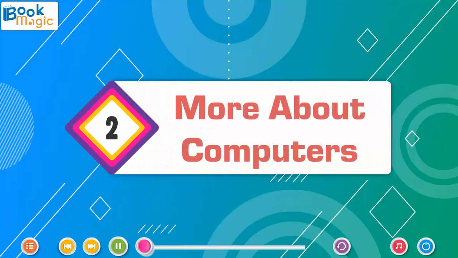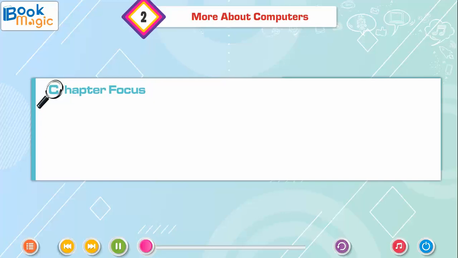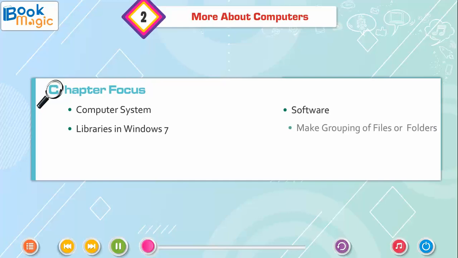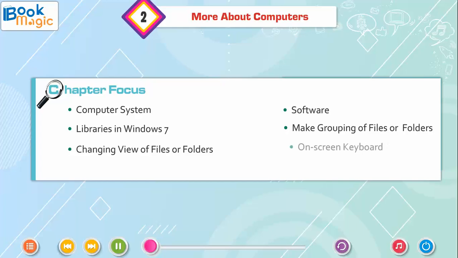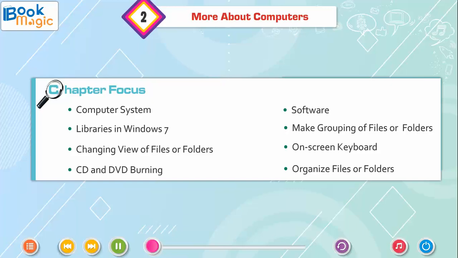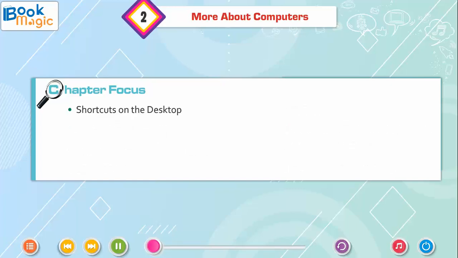Chapter 2. More about computers. Chapter Focus. Computer system, software, libraries in Windows 7, make grouping of files or folders, changing view of files or folders, on-screen keyboard, CD and DVD burning, organize files or folders, shortcuts on the desktop.